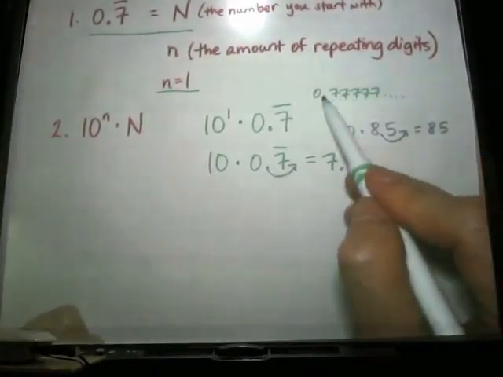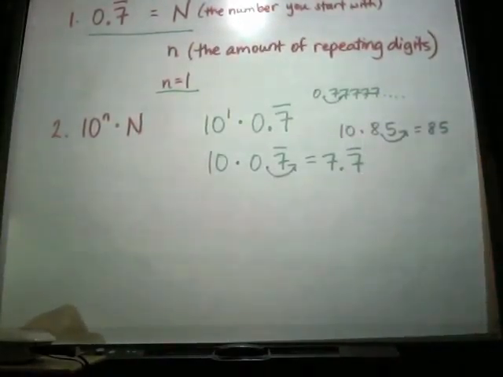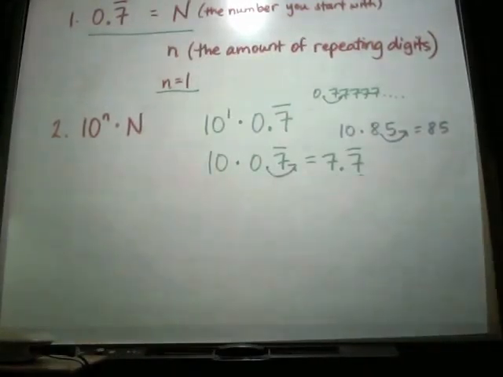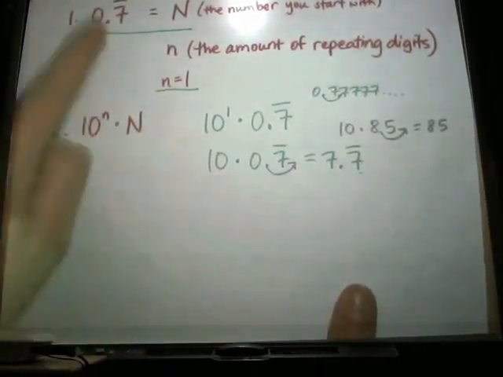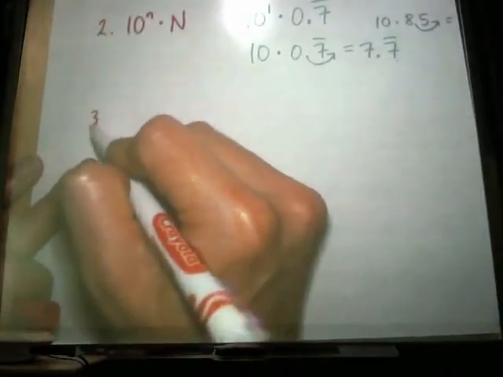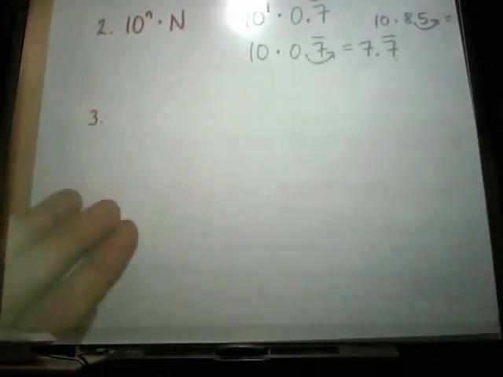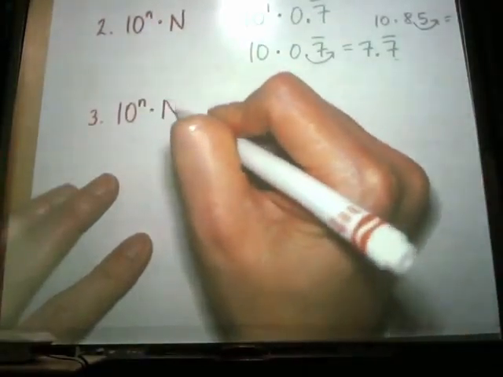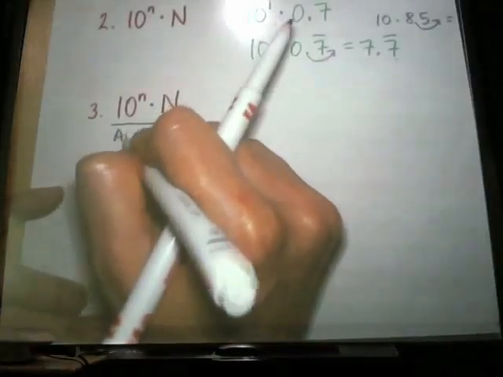If I move the decimal 1 place because I multiplied by 10, look what's still there: that repeating 7 is now after the decimal. So really all you're doing is moving the decimal however many places there are of a repeat. 1 repeat, we move the decimal 1 place. Step 3, there's only one more step. Now I'm gonna write underneath this the answer to number 2.